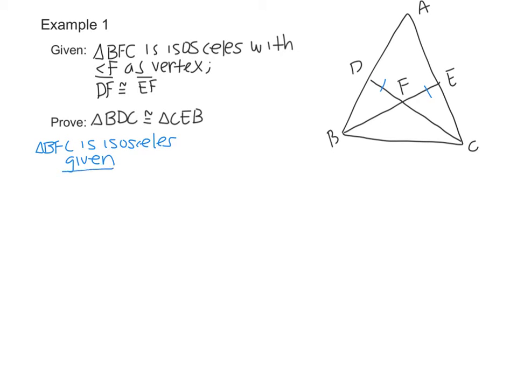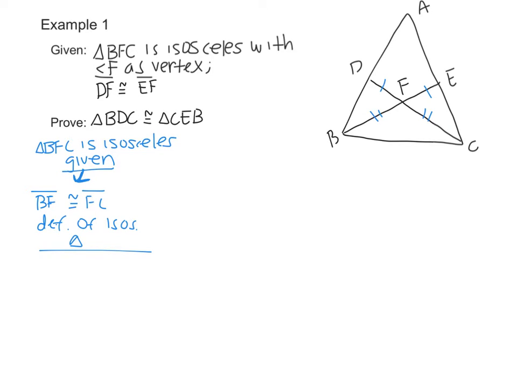Okay, from there, I know that these are congruent, right? By definition of isosceles triangle, we know if we have an isosceles triangle, the two sides that make up the vertex have to be congruent. So that tells me that BF is congruent to FC, and that's by the definition of isosceles triangle. So we had to use this to get to here.